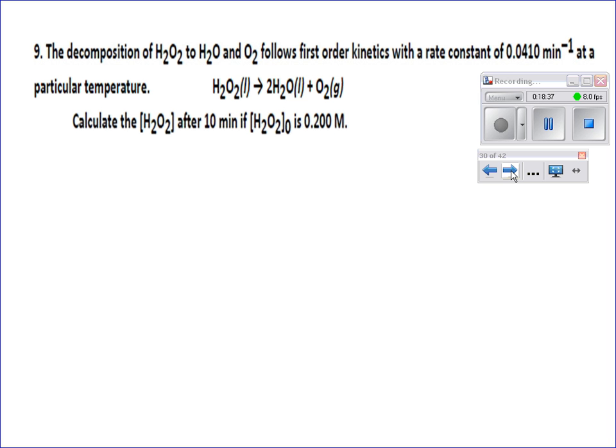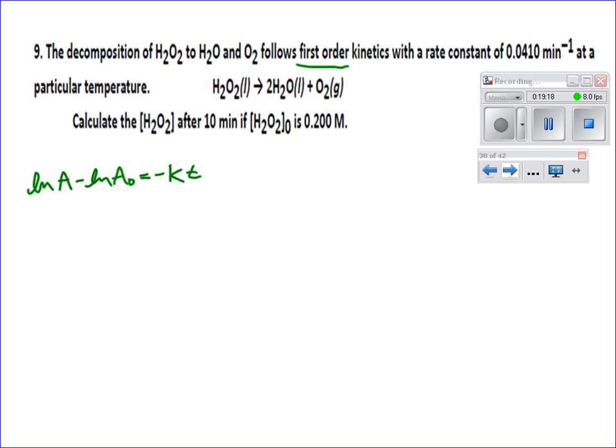So number 9 says, the decomposition of H2O2 into water and oxygen follows first-order kinetics with a rate constant at a particular temperature. They want to know the concentration after 10 minutes if the original is 0.2. Well, the trick here is reading the problem. It says first order. So you know it's this weird thing with time and original concentration. You need to think to yourself, that is an integrated rate law problem. So I'm going to go to my AP equation sheet because first order is on there, and I'm going to see it says ln of A minus ln of A naught equals negative kt.